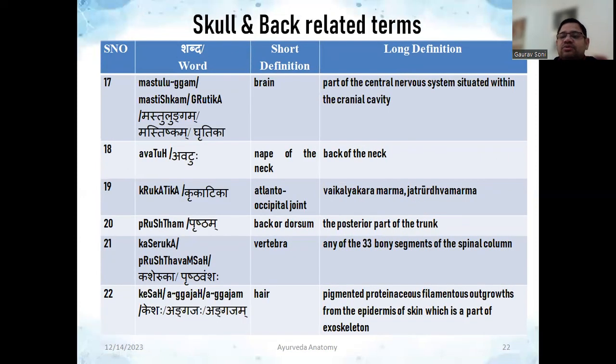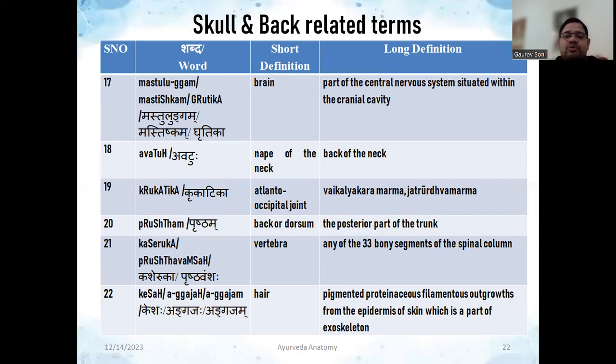Then there are Mastulunga, Mastishka, or Shirika. These are synonyms for the brain, or you can say the cerebral part. The part of the central nervous system situated within the cranial cavity is called the brain. So Mastulunga, Mastishka, or Shirika will be used for the brain. Then there is a word Avatu. Avatu is the nape region of the neck. Nape means the back of the neck.